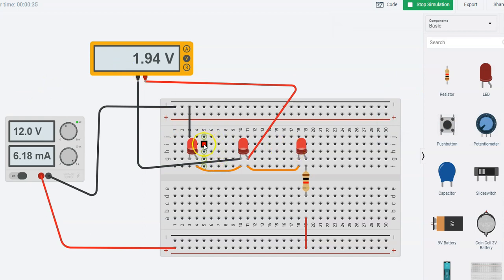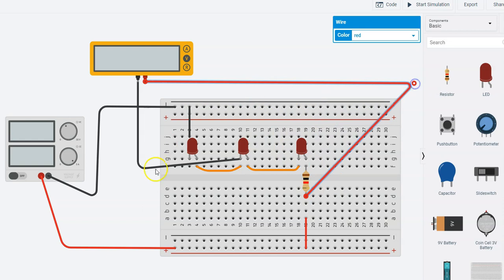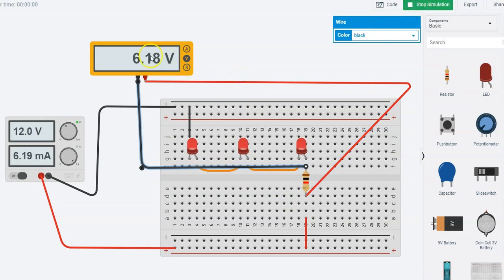They're just slightly under, so this is going to be slightly under 6, so I'd expect the voltage across the resistor to be just over 6. Stop the simulator. And there you go, 6.18. So that is how you measure volts.